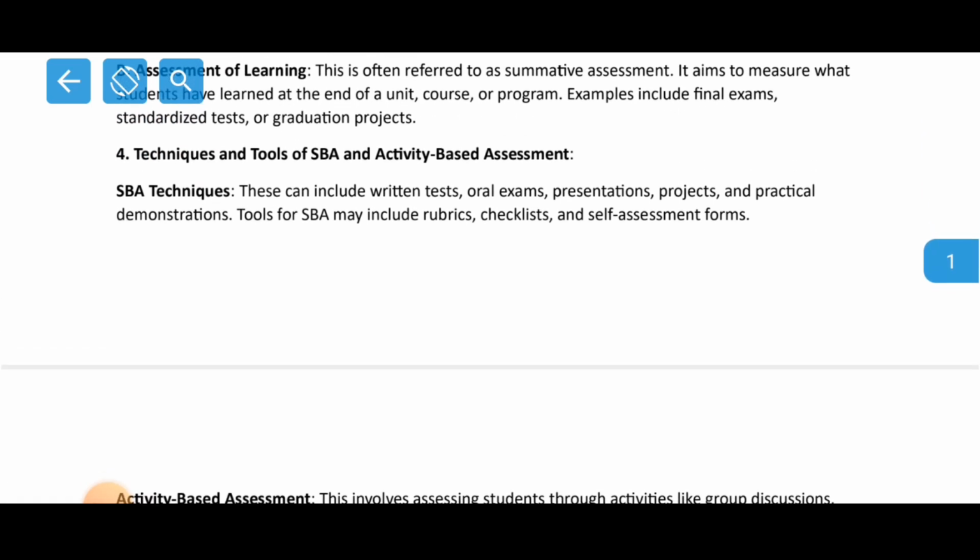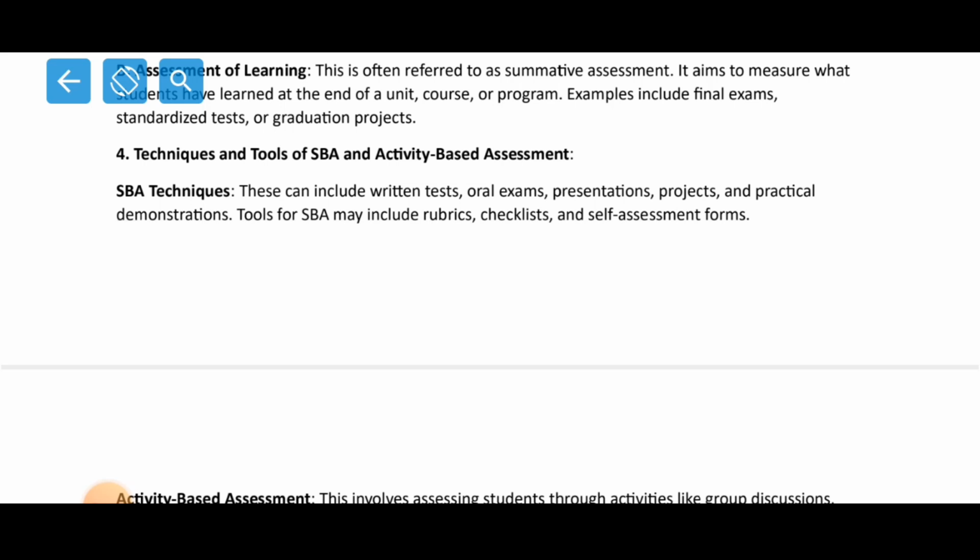Now let us see techniques and tools of SBA and activity-based assessment. What does it mean? It means what are the different techniques, what are the different ways, what are the different methods we are going to use, and what are the different tools, what are the different study materials, what are the different teaching aids we are going to use in our school-based assessment. And activity-based assessment, how can we assess the students by activities? So that also we should be looking here. All right, now SBA techniques. First let us understand what are the techniques involved.